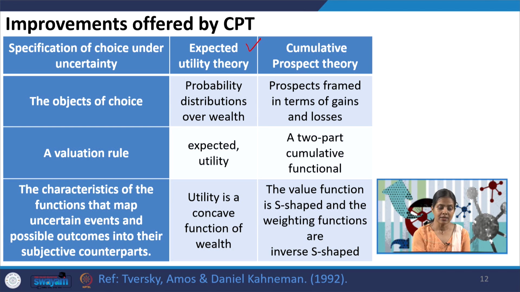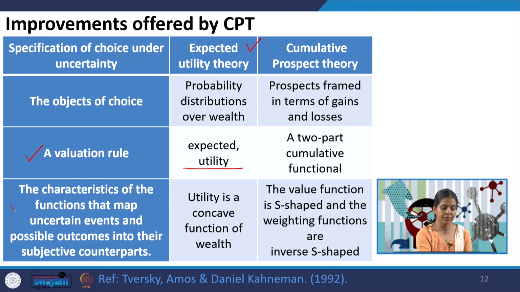Then the second aspect or dimension is a valuation rule. In case of expected utility theory, it is simply the expected utility as we calculate it, and in case of cumulative prospect theory, it is a 2-part cumulative functional. The first part has a value function or value scale, and the second is a decision weighting scale.